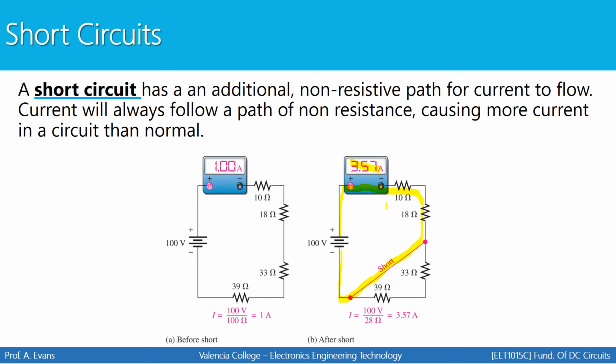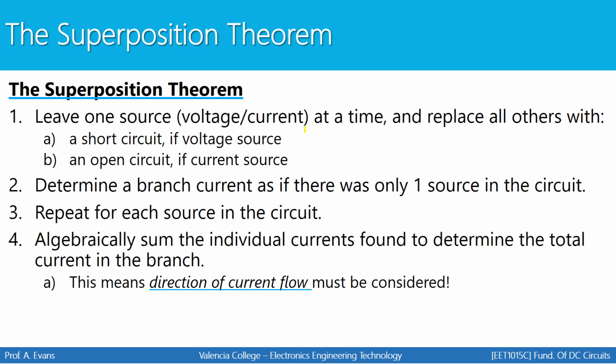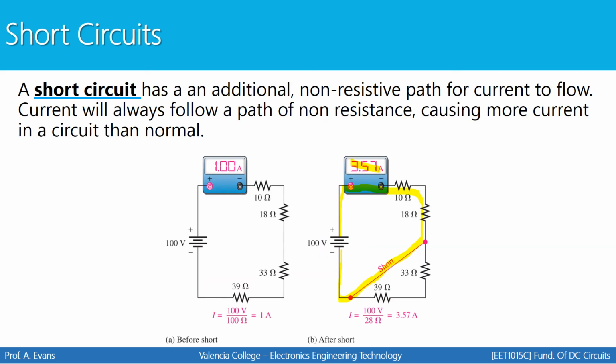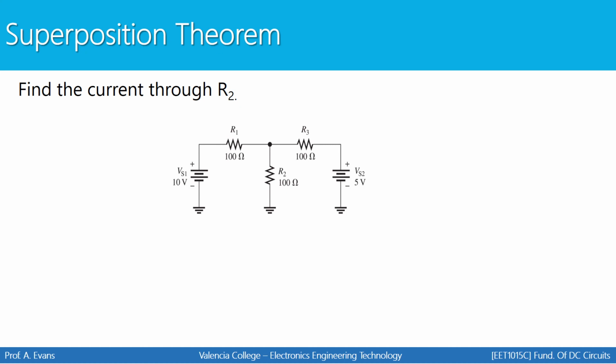So as we use the superposition theorem, we will be replacing voltage sources and current sources with either a short circuit or an open circuit, depending on the source. Again, if it's a voltage source, it's going to become a short circuit. If it's a current source, it's going to become an open circuit. And now we'll do some examples to demonstrate this theorem. For the first example, we're going to find the current through R2. Here's R2. In this case, we have a 10-volt source right here. We have a 5-volt source right here. And we have 3 resistors that are neither in series nor in parallel.